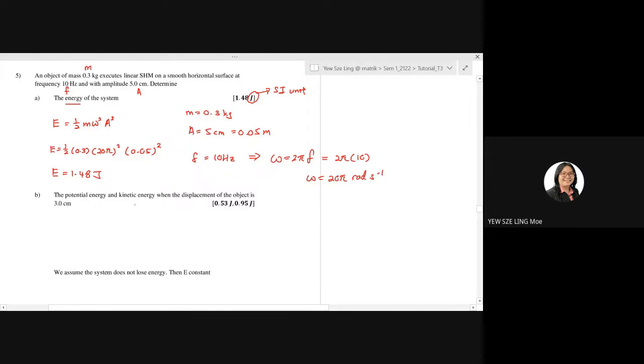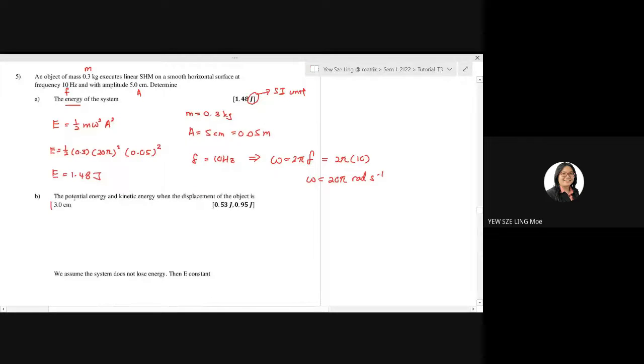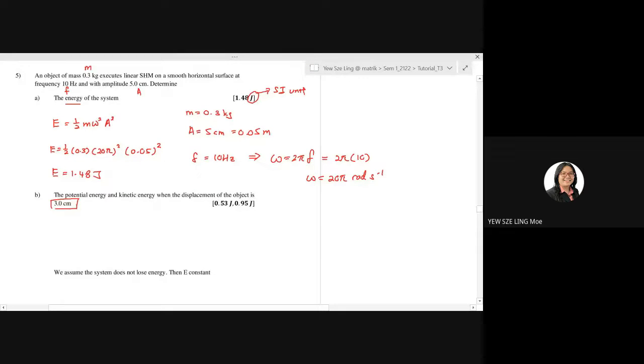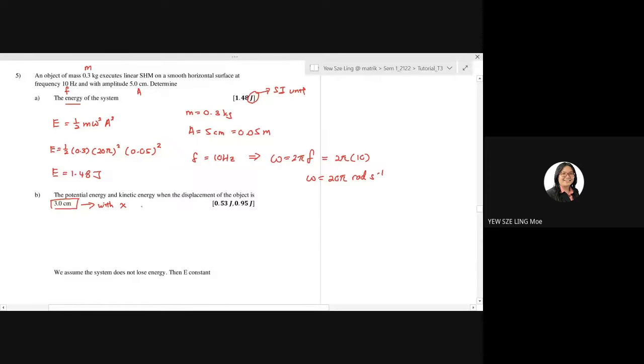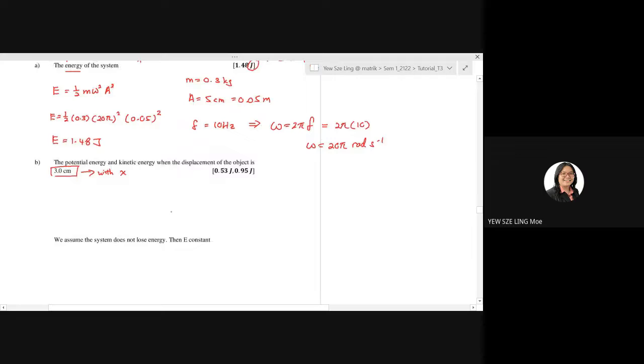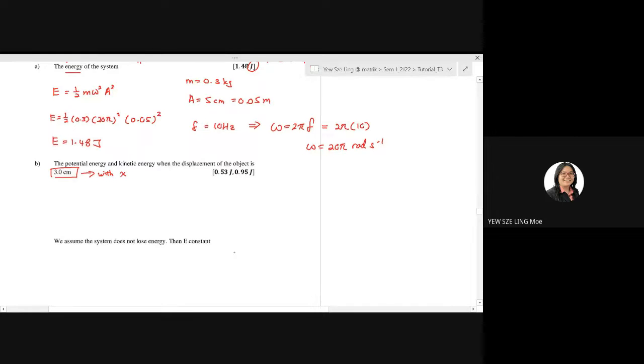So question B, the potential energy and the kinetic energy when the object is at 3 cm. So again, you are given x, so you need equations with x. Basically, you can use the methods that I showed you in question 4 to solve it. It's up to you whether you want to calculate potential energy first or kinetic energy first. In your books, they actually ask you to calculate either one. All right, so again, we're going to do both.